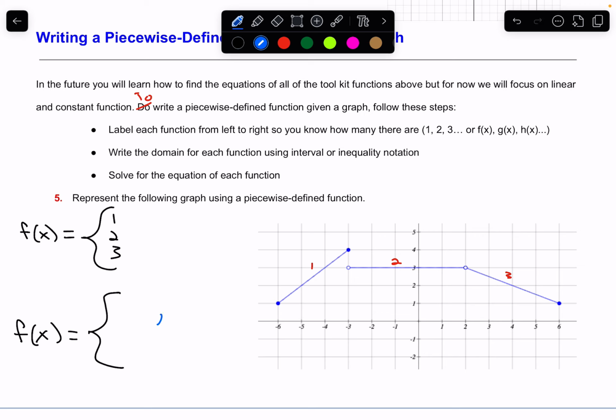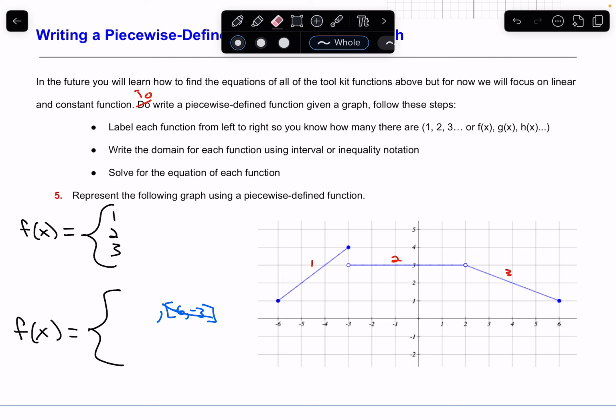So in this case, we can either say bracket -6 to -3, or if we wanted to, we could write it as an inequality, which is what I actually prefer to use. So instead of the interval there, -6 to -3, we can say x is greater than or equal to -6, but less than or equal to -3. And it's less than or equal to on both sides because the filled in dots cause us to have the or equal to part.